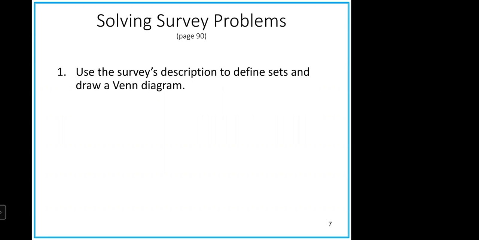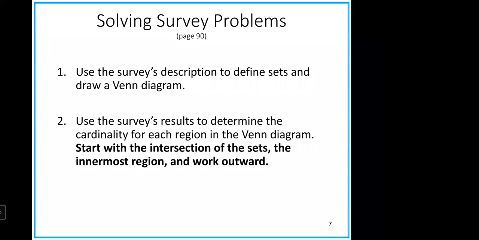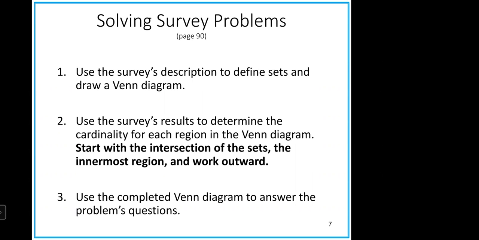to solving survey problems. The first step is to use the survey description to define sets and draw a Venn diagram. Then you're going to use the results to determine the cardinality of each region. And of course, by cardinality, we mean the number of members in each region. And then we normally start with the intersection. That's the innermost, and we work outward. Okay? And then we can use the complete Venn diagram to answer any questions relating to the problem.